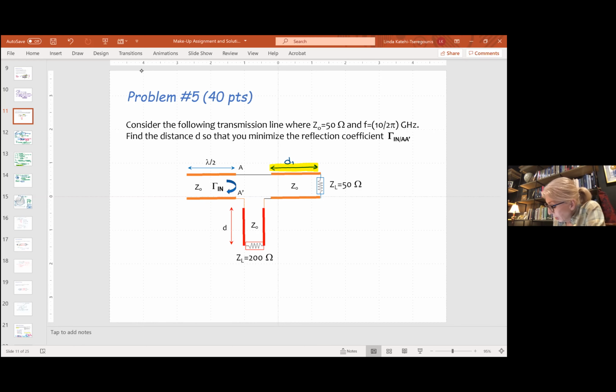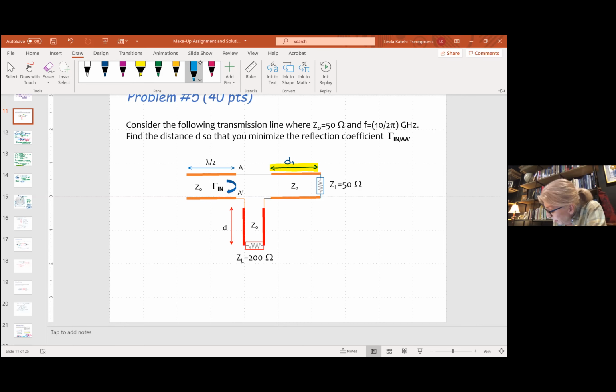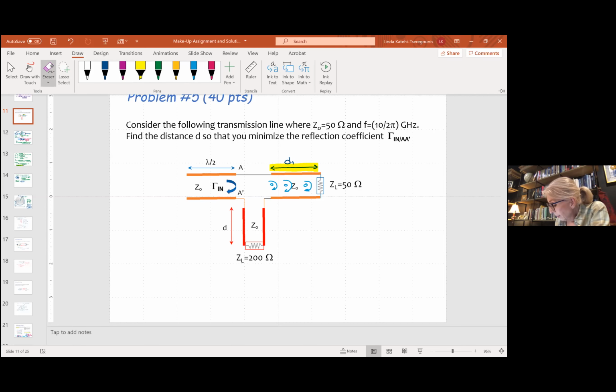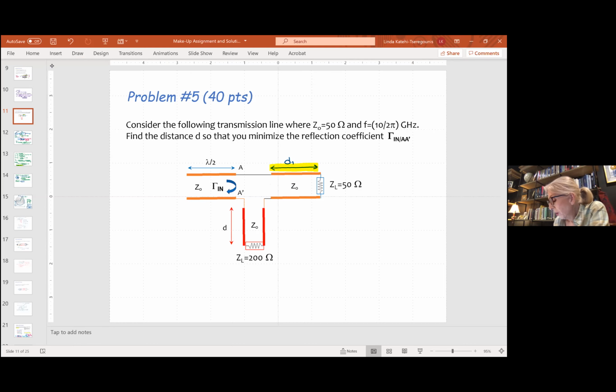So your reflection coefficient is going to be 0 here, 0 here, 0 here with respect to Z naught. Okay, so no matter how long you make this line, the reflection coefficient is going to be 0, and so I don't really care about D1. I don't. So I remove it. All right.